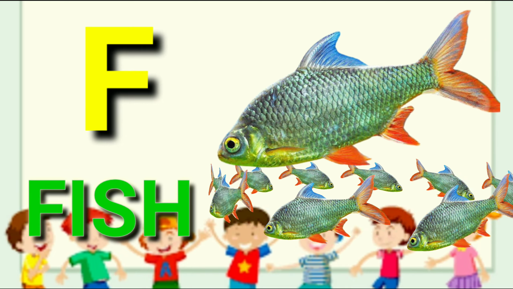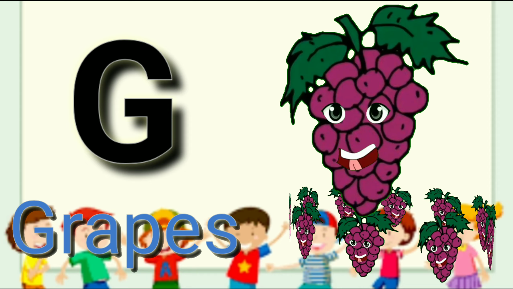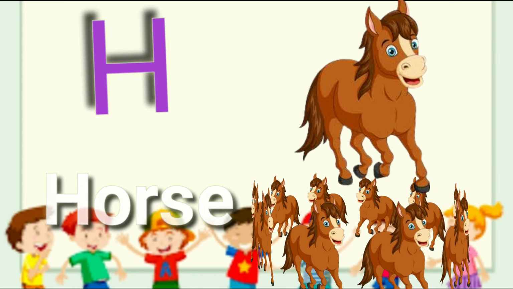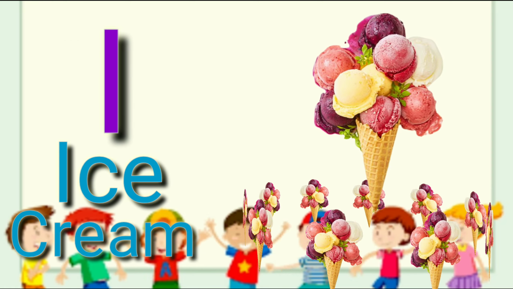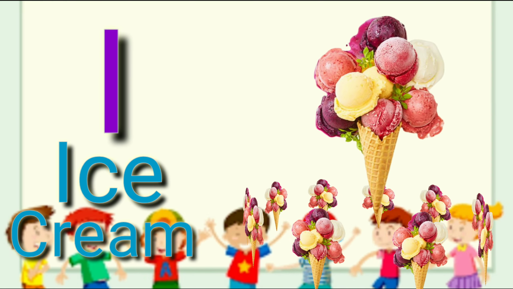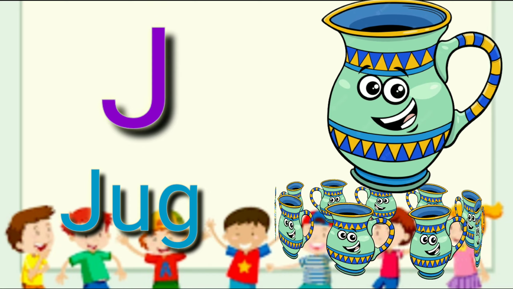F for fish. G for grapes. H for horse. I for ice cream. J for jug.